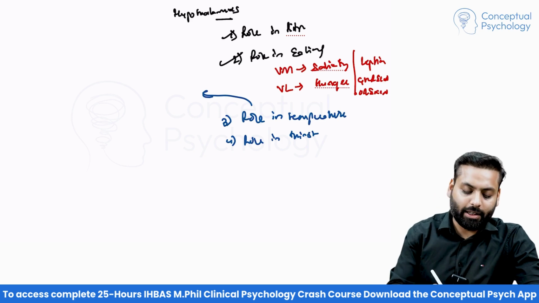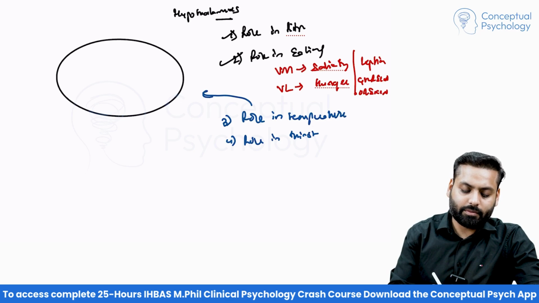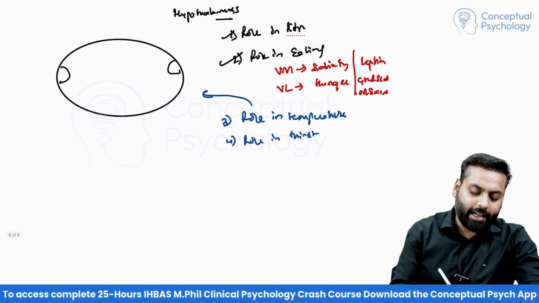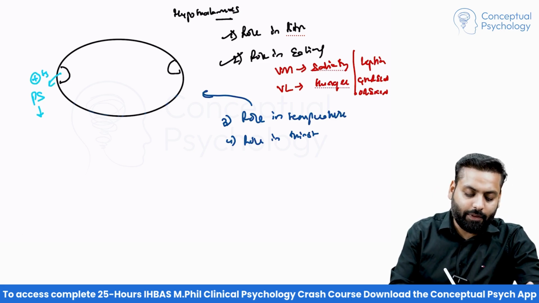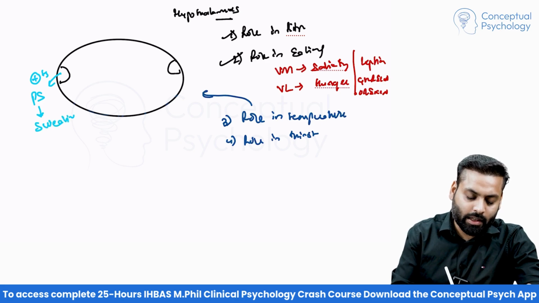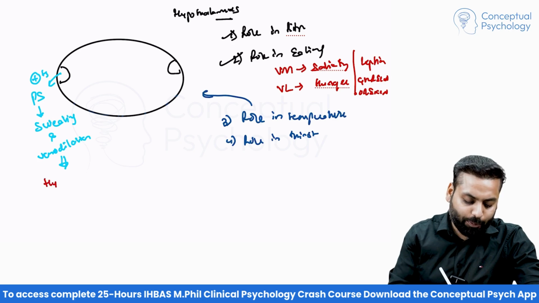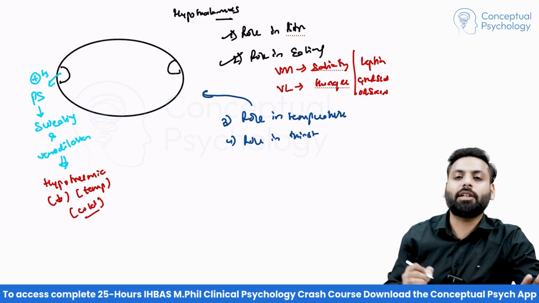How does it regulate temperature? In the hypothalamus, you have anterior nuclei and posterior nuclei. The anterior nuclei stimulate the parasympathetic system, which causes sweating and vasodilation. This will ultimately lead to hypothermia. Hypo means less, thermia means temperature. So it will make us feel cold.